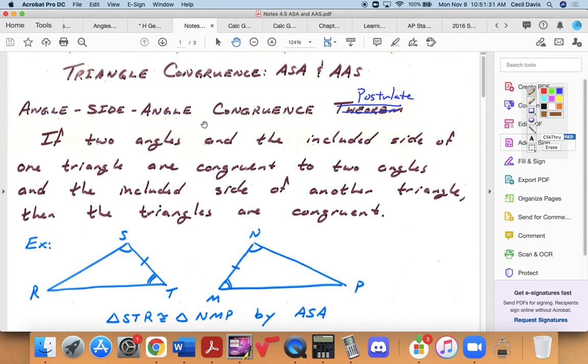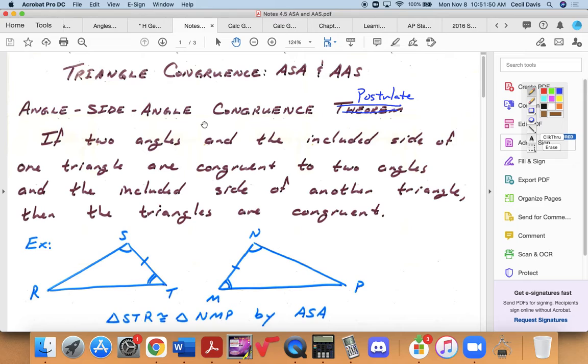So today we're going to learn two more shortcuts for proving triangles congruent: angle side angle and angle angle side. So far we already know side side side and side angle side. We learned those last week. We'll learn these two today.